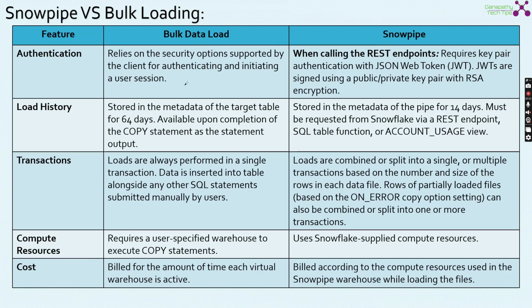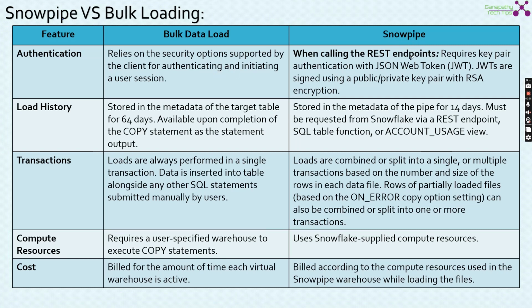You can see for each feature how it is differentiated between the bulk data load and Snowpipe. For authentication, bulk loading relies on the security options that are supported by the client for authenticating and initiating the user session. It is pretty straightforward, say using SnowSQL or your own native methods of authentication to authenticate yourself into Snowflake. But for Snowpipe, Auto Ingest is pretty evident. It is a completely automated pipeline.